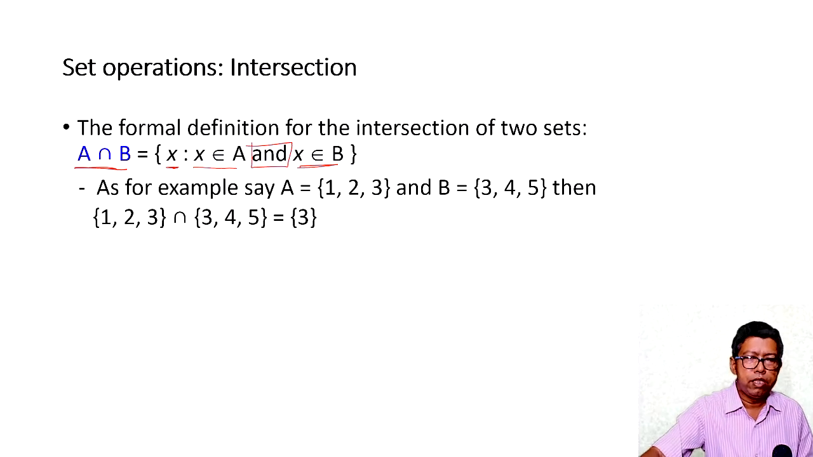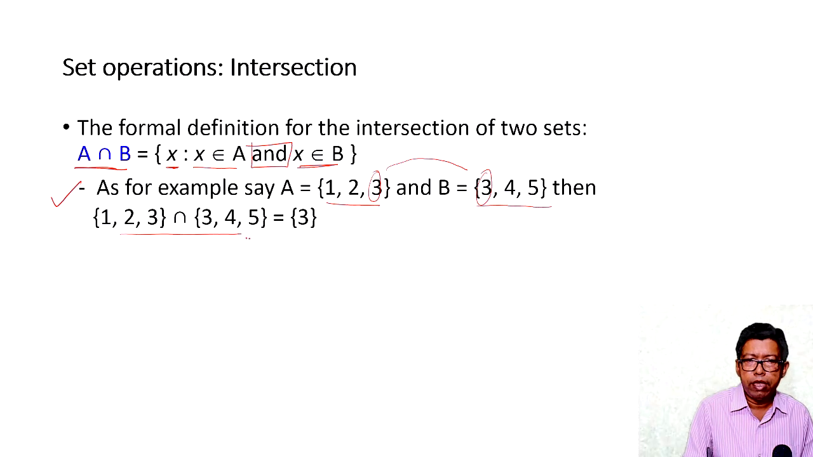Better you see the example. Set A is equal to 1, 2, 3 and set B is equal to 3, 4, 5. That means 3 is the only element which is common to both the sets. So the intersection between them is the set which contains the common element of A and B.